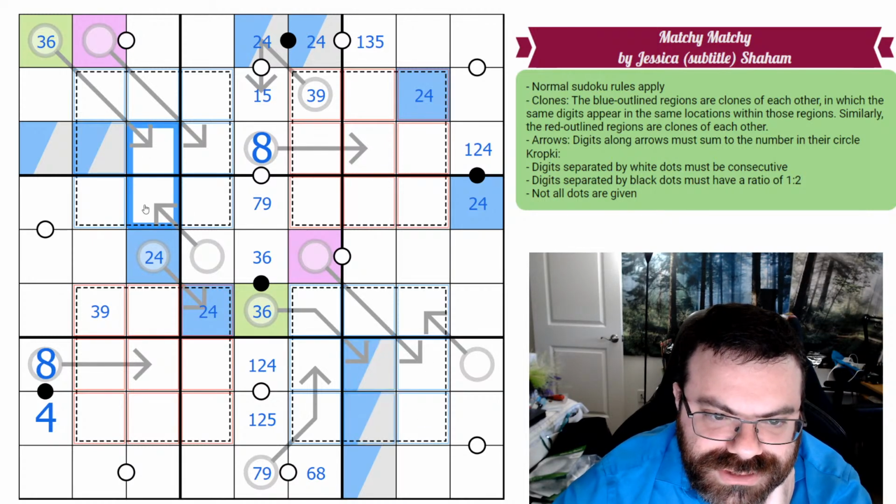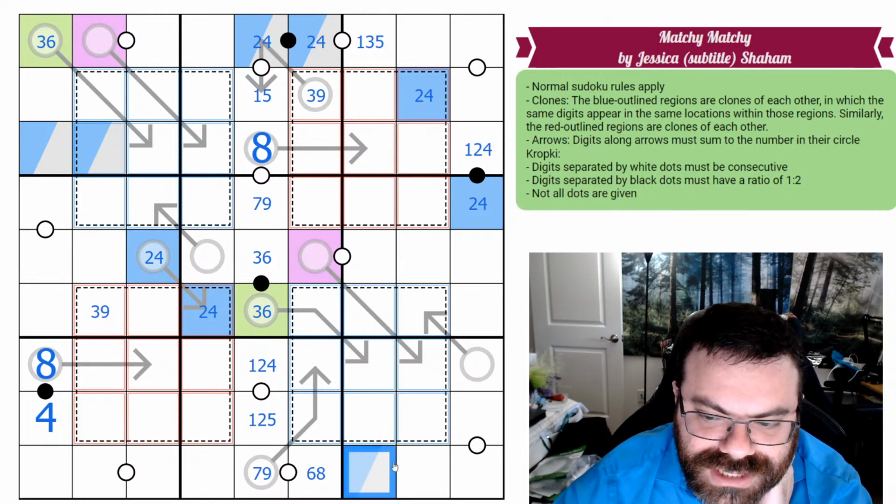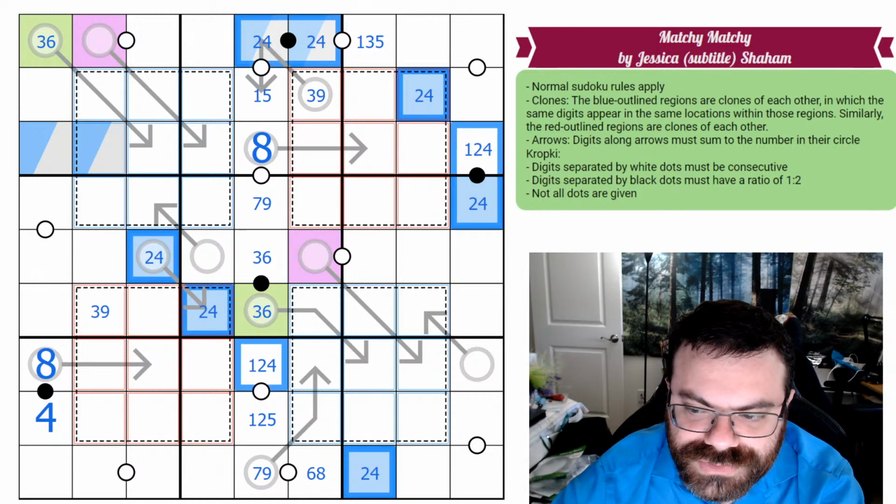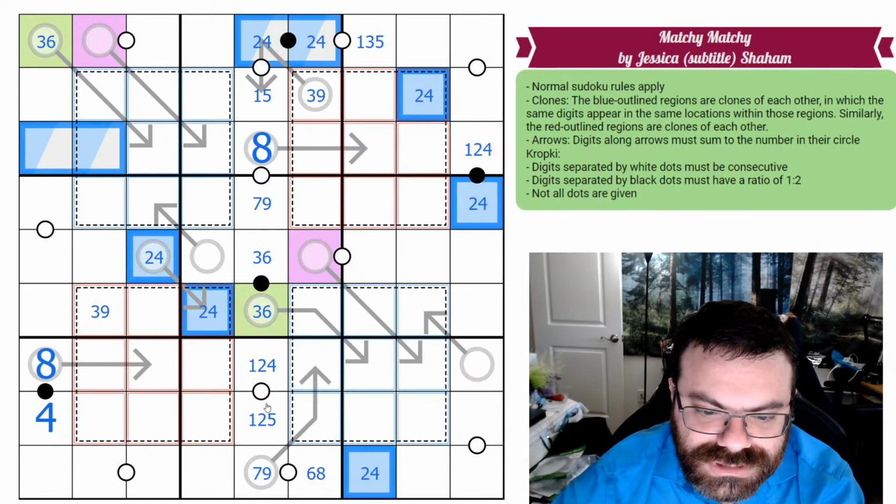These, wait, these are here. So this one's this one. That can't be blue. This one sees a blue. So that actually puts blue here. It's a 2 or a 4. What are we doing on blues? Blue in this box. Can't go here. That clone's there.